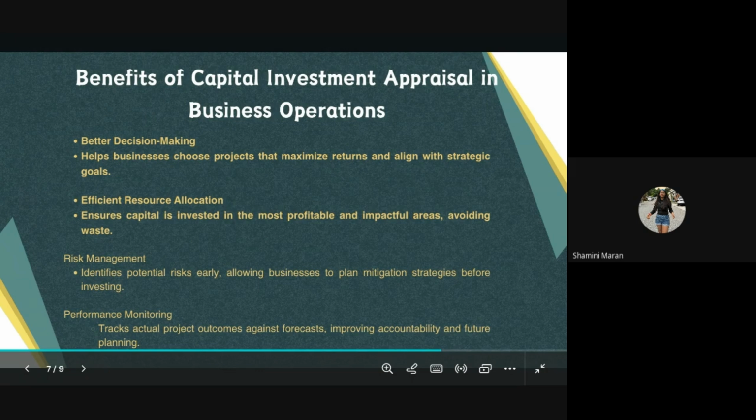Fourth, performance monitoring. After investments are made, businesses can use capital investment appraisal to compare actual project outcomes against initial projections. This ongoing monitoring promotes accountability, helps detect deviations early, and provides valuable lessons for future investment decisions.